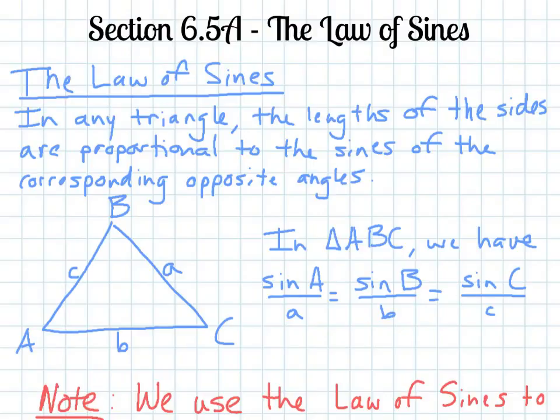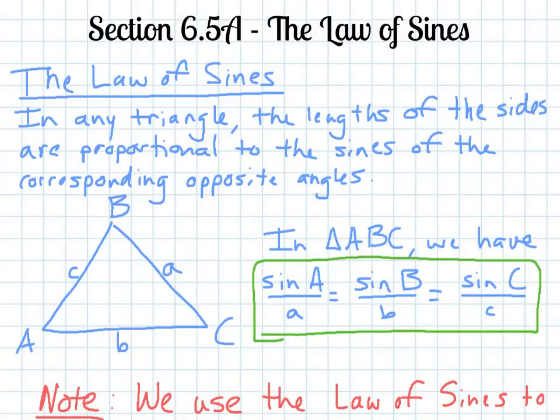So in any triangle, the lengths of the sides are proportional to the sines of the corresponding opposite angles, which is what the law of sines states. So if I have a triangle ABC, the following is the law of sines. So I can write any proportion to describe two different angles at once and sides at once, so that I could solve for something that's missing. So sine of A over A equals sine of B over B, which equals sine of C over C.